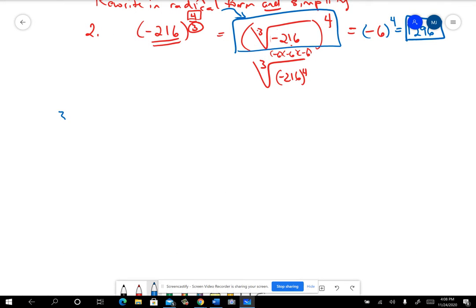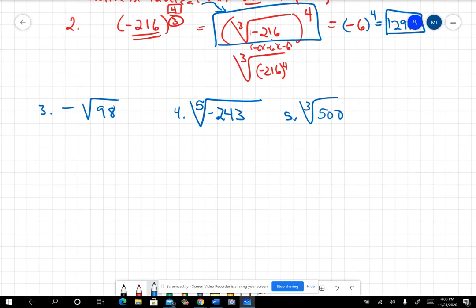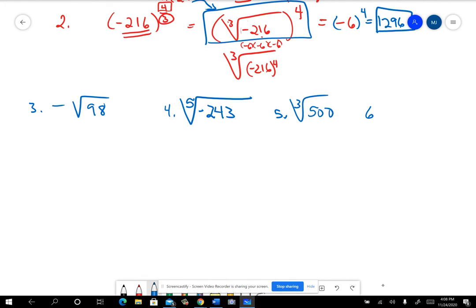All right, so on number 3, you're being asked to simplify the square root of -98. No, that's not true. The negative's out in front. Okay, negative square root of 98. On number 4, we have a new type because the root is higher than you're used to. Then I have one where I'm asking you to do the cube root of 500. And then one more was negative 240. So this is problem number 6, square root of negative 240.